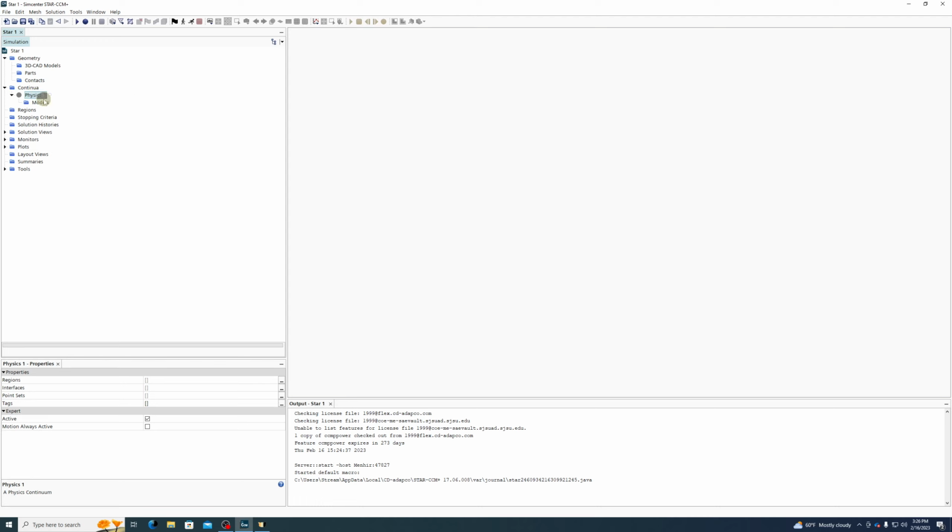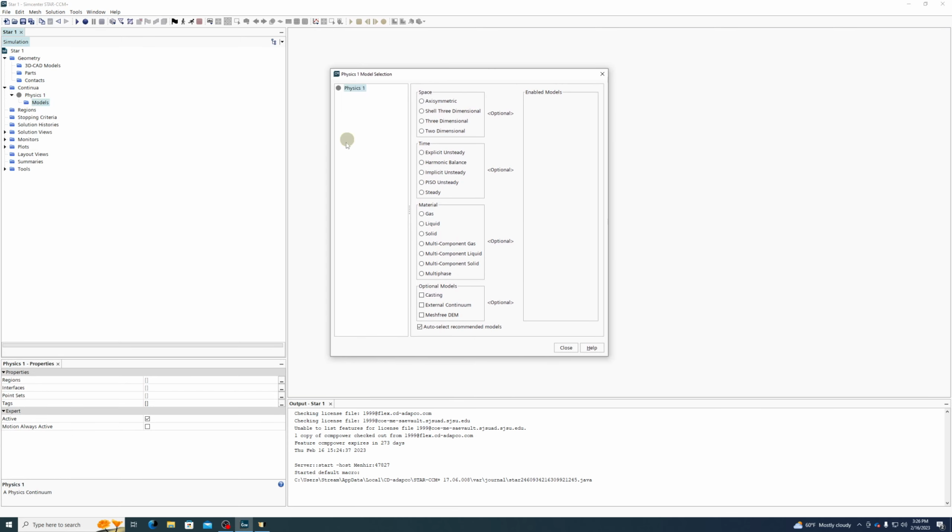So, the way we select physics is once we have this Physics 1 node, it makes a folder that says models. We could either right click on Physics 1 or right click on this folder and say select models. This lets us pick what physics we want to simulate. Generally, the way I do this is I select top down. You can start with any of these that you want, but you pick the space, the type of dimensional space you're modeling, whether it's 2D, 3D, shell, three-dimensional, or axisymmetric.